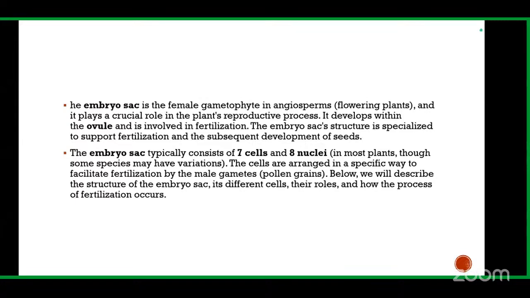Sorry, this is not he, this should be da. Typing mistake. So the embryo sac is the female gametophyte in angiosperm flowering plants, and it plays a crucial role in the plant's reproductive process. It develops within the ovule and is involved in fertilization. The embryo sac consists of 7 cells and 8 nuclei in most plants, though some species may have variations. The cells are arranged in a specific way to facilitate fertilization by the male gamete, that is the pollen grain.